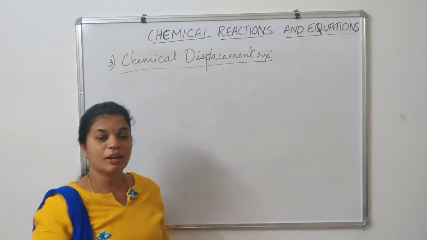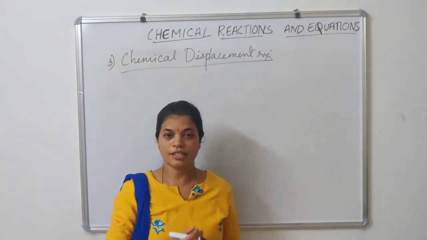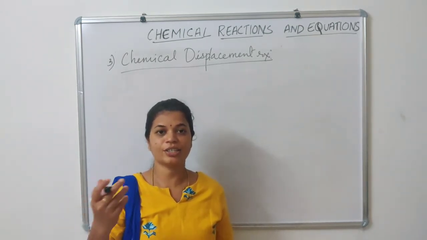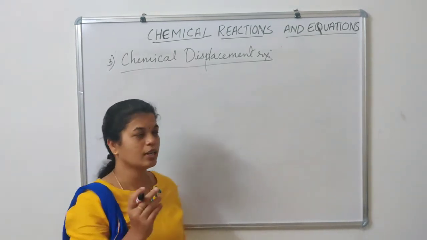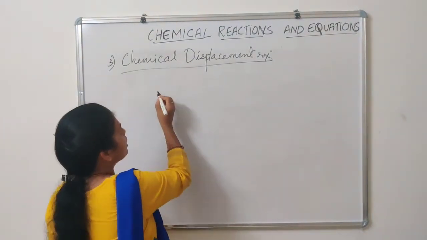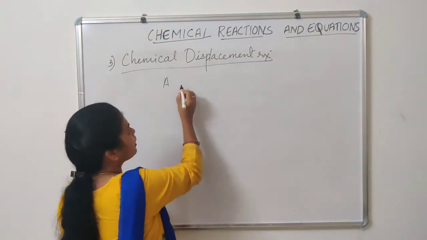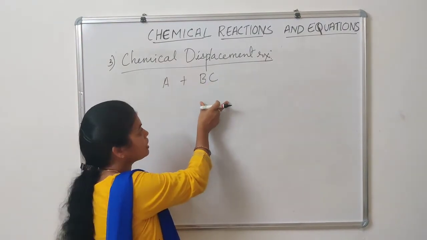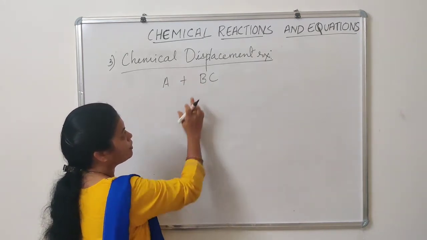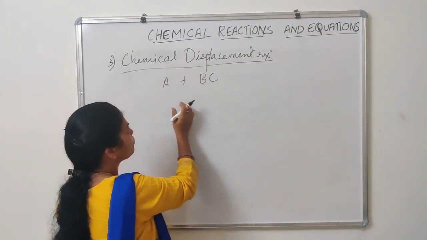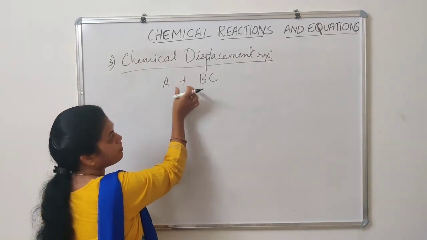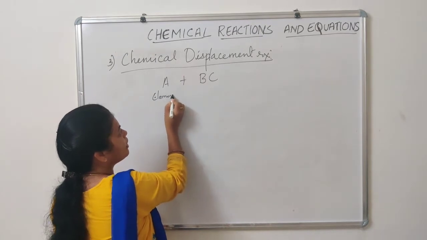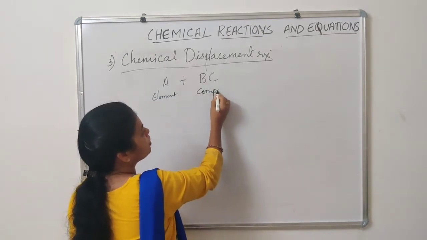See, in a chemical displacement reaction, one active element displaces the least reactive element from its compound. For example, to make it simple, A is one element, another is a compound. B and C are chemically combined to form a compound. Now when we treat this A element with the BC compound, this is an element and here it is a compound.